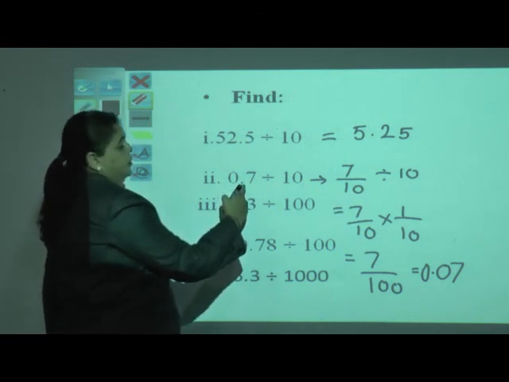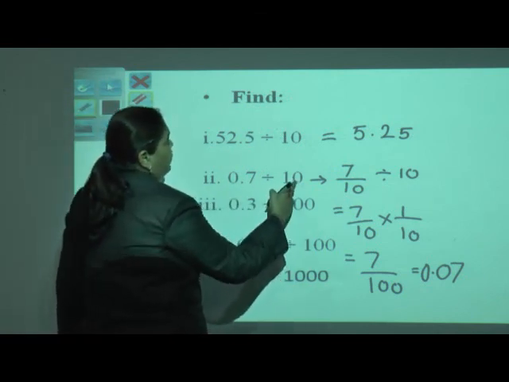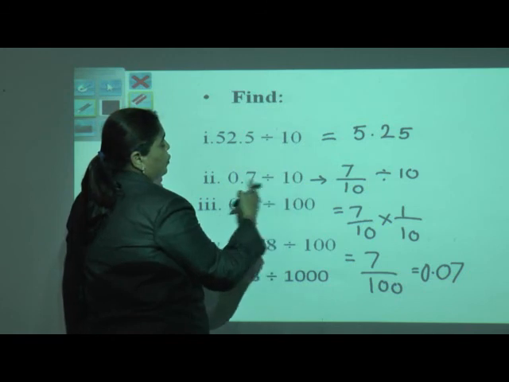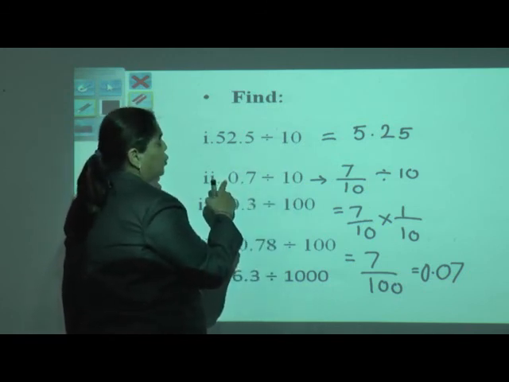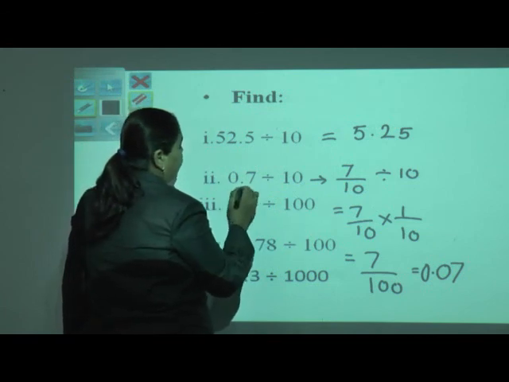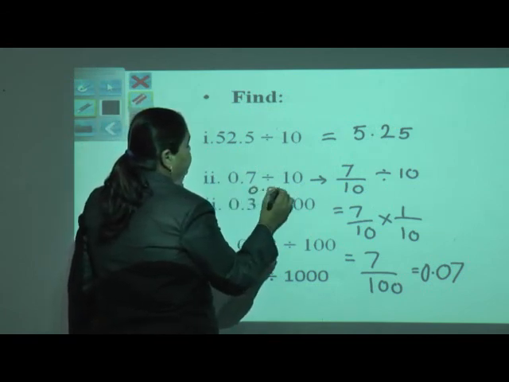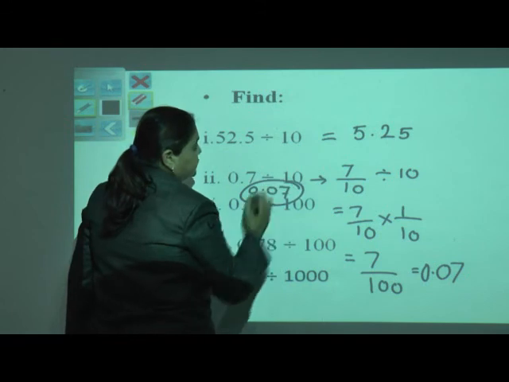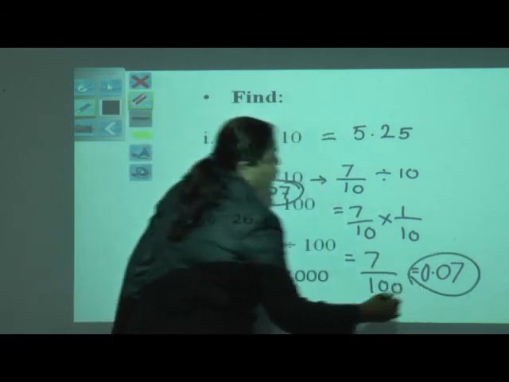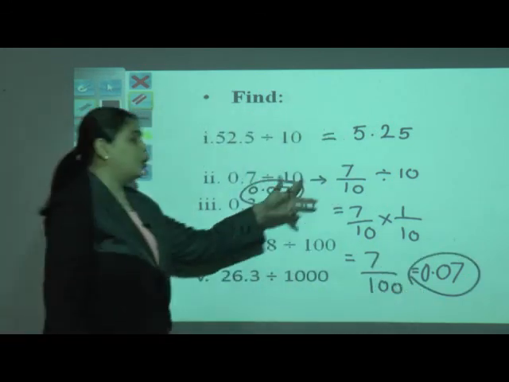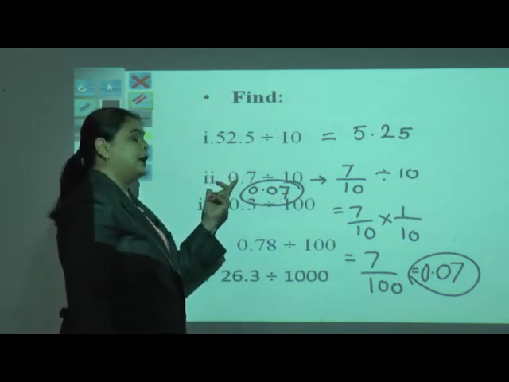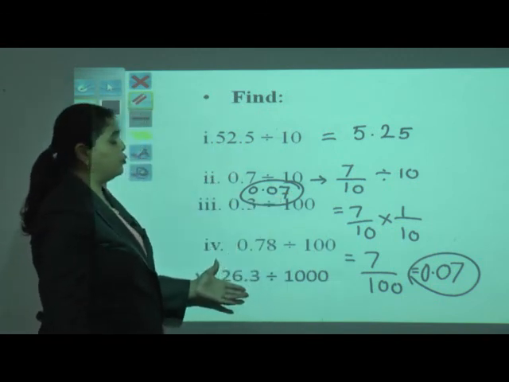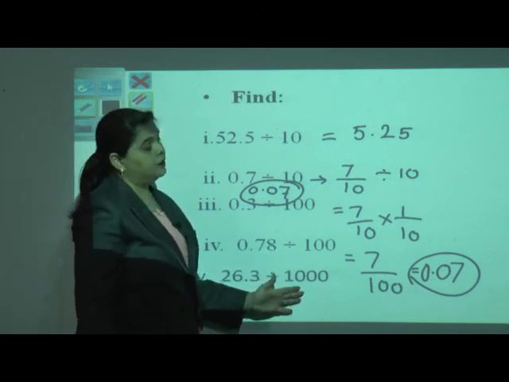If I write it directly, I have 1 0 here, so the decimal will jump 1 digit backward to our left, so it will again be 0.07. So this answer and this answer are both the same. I showed you stepwise, and I gave you directly. Similarly, we have to do it with 100 and 1000.